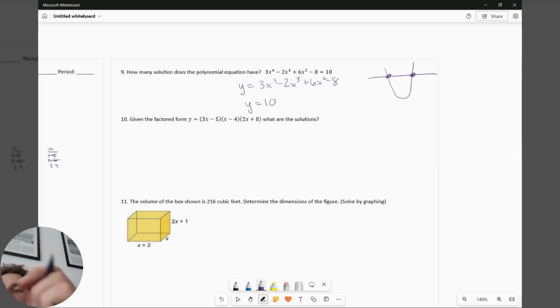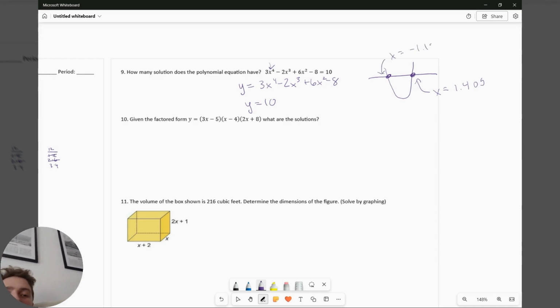Desmos is nice. You can click on those different coordinates. Notice we were originally solving for x in our equation, so I only care about the x values in these coordinates. I believe you get x equals 1.405, and you get x equals negative 1.193 or 192, depending on how you want to round it. But we're wondering how many solutions, not what are the solutions. I see it's crossing twice, so I would say there are 2 solutions to that problem.